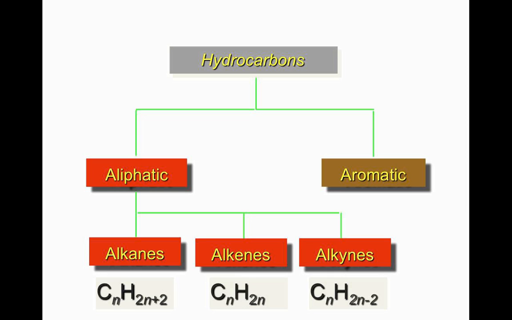Aliphatic compounds can be further divided into alkanes, alkenes, and alkynes. Notably, all aliphatic compounds are those compounds that are not aromatic and contain only carbon and hydrogen atoms. At the bottom of the slide, you will see the generic formulas for alkanes, alkenes, and alkynes that can be used under most circumstances to determine which type of aliphatic compound you have if you only have the molecular formula on hand.